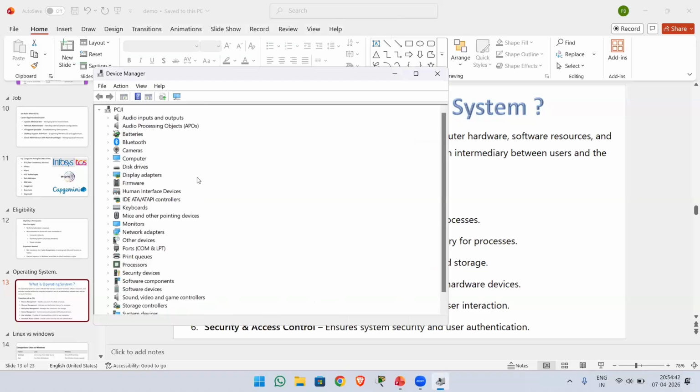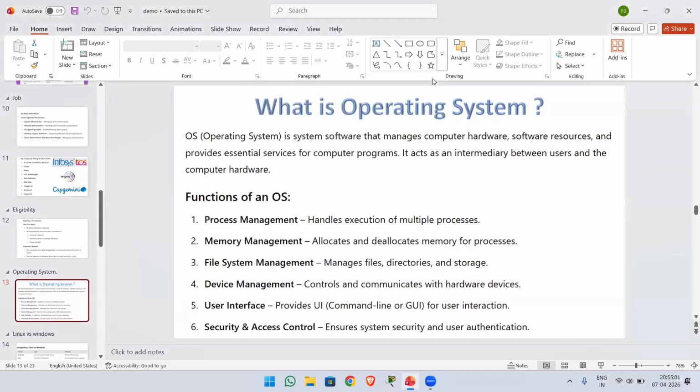Let's suppose I have the camera. For the camera, we have the integrated camera driver. We have Bluetooth, so for Bluetooth we have the driver. For everything, we have the driver available here. With the help of these drivers, everything will work. So this is also managed by our operating system, right?